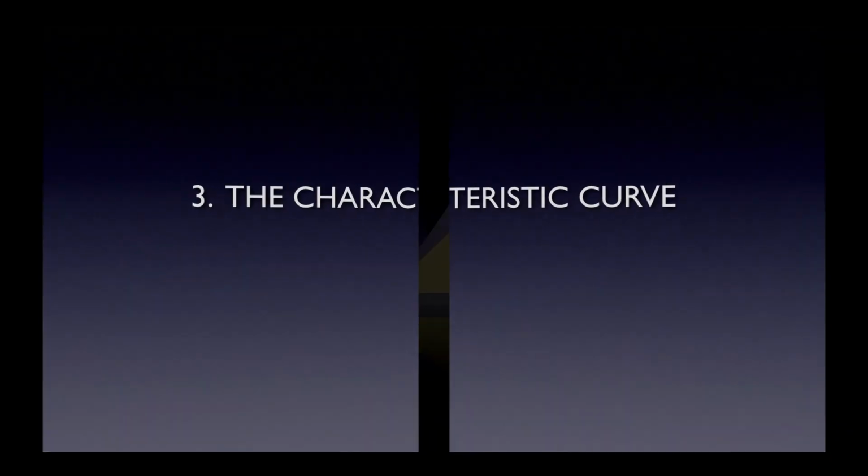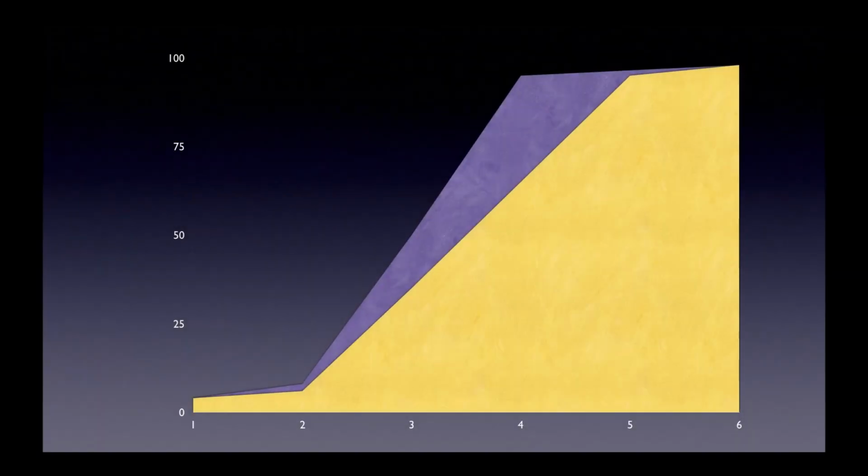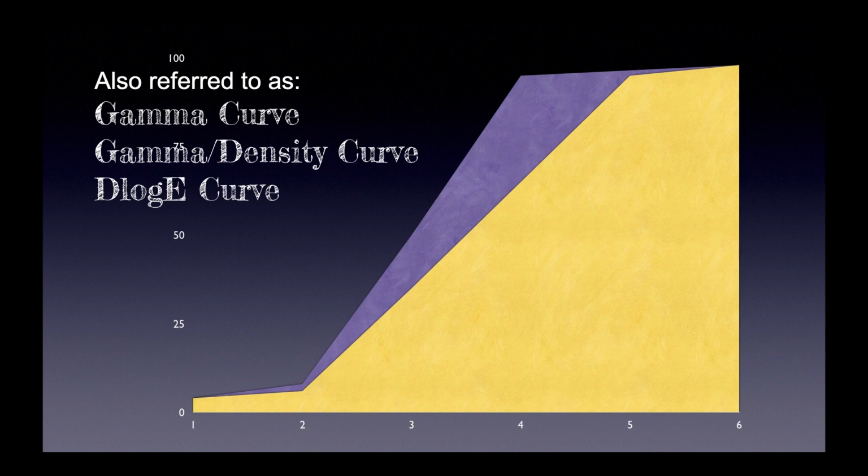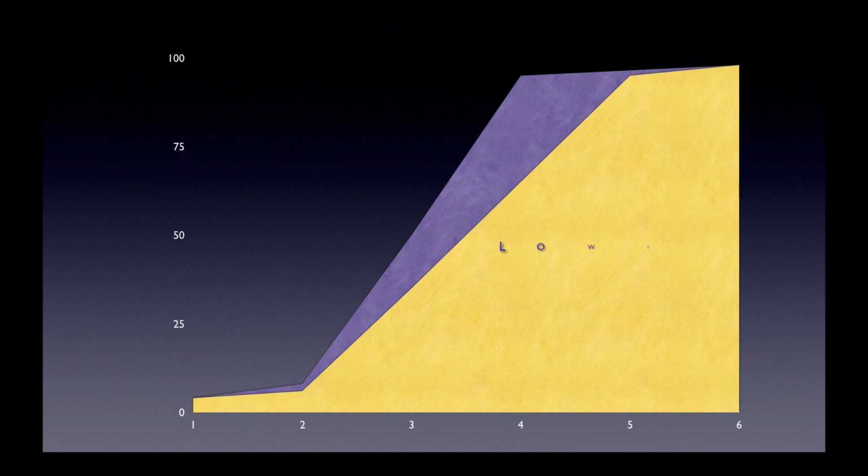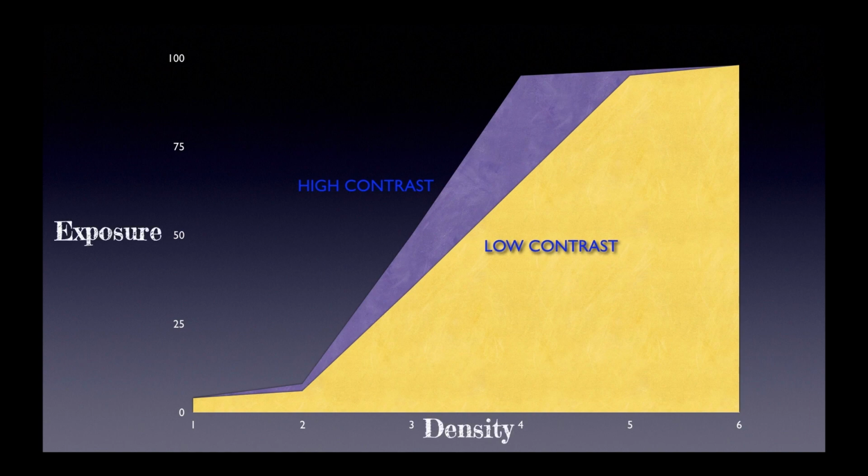Now what you're seeing here is 2 characteristic curves. The yellow one is a low contrast curve, a little bit flatter. The purplish one is a high contrast curve. Now these are pretty general illustrations. They're not specific curves for any particular camera. And what the characteristic curve does is it plots density against exposure. And you want all your exposure changes and your lighting changes to occur on that straight line portion.